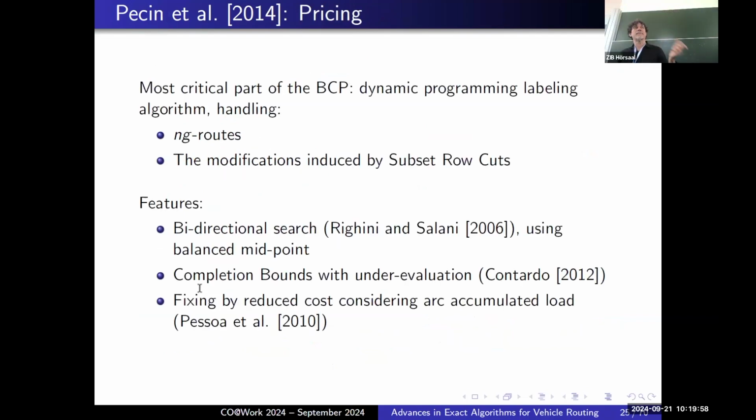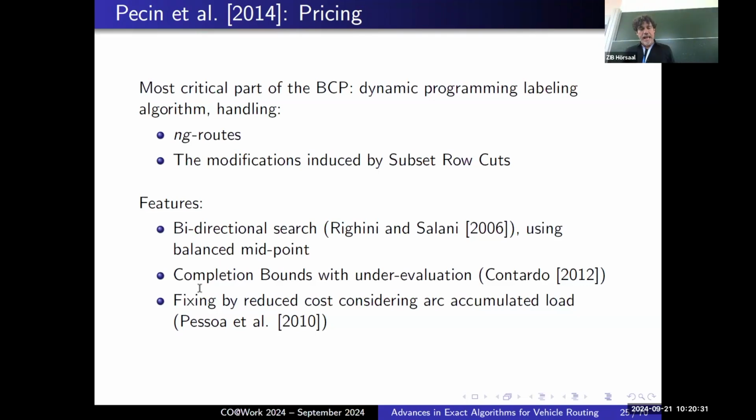The most critical element of our branch-cut-and-price for VRP is the pricing. So it's a dynamic programming labeling algorithm. It should be very efficient and should handle the ng-routes and the modifications induced by the non-robust cuts. So there's this idea of bidirectional search. Instead of doing the dynamic programming in one direction or in the opposite direction, you do it in both directions and you concatenate in the middle.